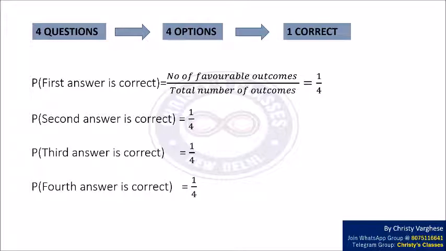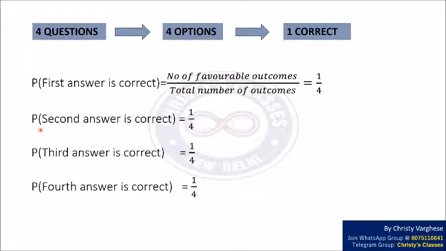In order to find the probability of getting all answers correctly, we have to find the probability of getting correct answers for each question separately. For that, first we find the probability of first answer to be correct. That is, number of favorable outcomes by total number of outcomes. The number of favorable outcomes for the first answer to be correct is 1 because there is exactly one correct answer for each question. Therefore, number of favorable outcomes is 1 and the total number of outcomes, that is, the total number of options is 4. Therefore, the probability of first answer to be correct is 1 by 4.